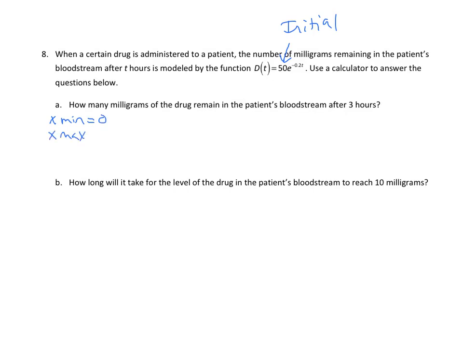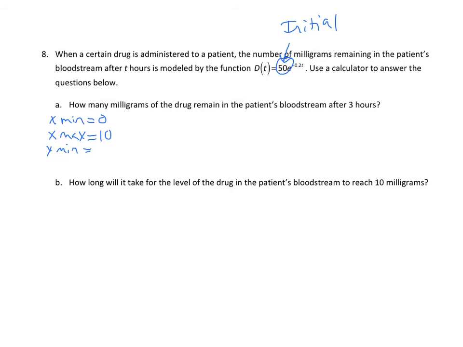X max, we're looking at the hours where a drug remains in a patient's bloodstream. It's probably not going to be more than 12 hours, 10 might be high enough. Something like that. You can play around with it. And then for y min, the function represents the number of milligrams of the drug, and 50 is going to be the initial value. So when time is 0, you would start off with 50. That's always the initial value of an exponential function.